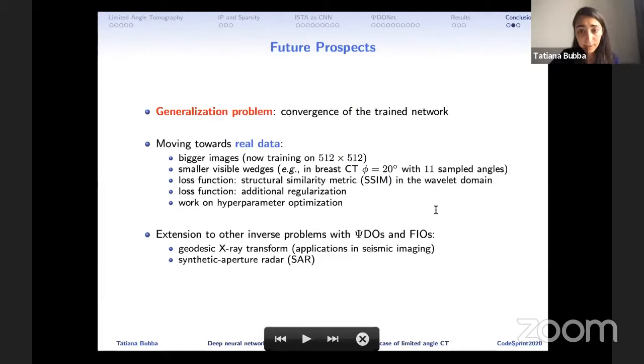And the main message of this approach I proposed is that it works very nicely for limited angle tomography, but it could actually apply to any inverse problem with convolutional kernels and pseudo-differential or Fourier integral operators. Some cases come from seismic imaging, for the geodesic X-ray transform for instance, or synthetic aperture radar. So these are classical examples where this technique could be extended.